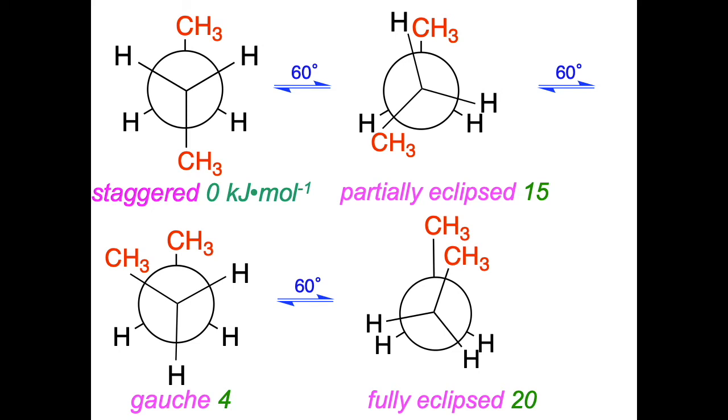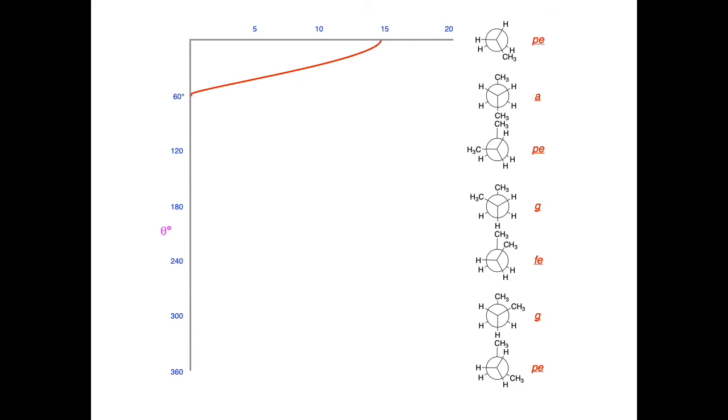In butane then, the sinusoidal curve in the partially eclipsed form will be what energy, Sally? Partially eclipsed, 15. Good. And then in the antiperiplanar, it will be 0. In the partially eclipsed form, 15 again. And in the gauche form, 4. Now fully eclipsed, 20. Gauche again is 4.